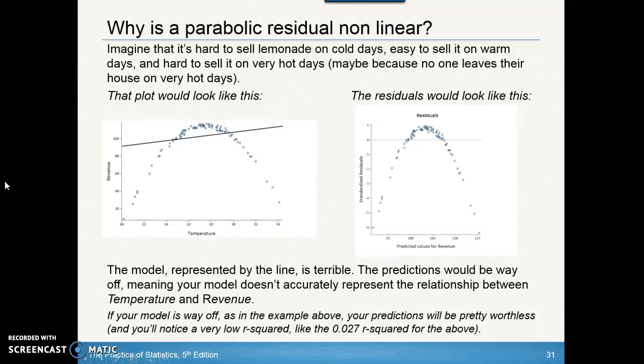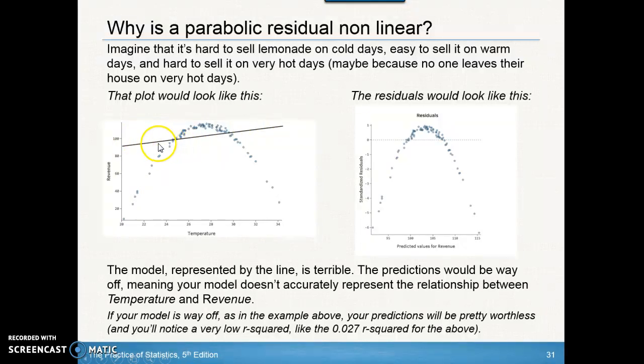Let's just take a minute and look at why, whenever you have a parabola, the residual plot is not going to look linear. So imagine that it's hard to sell lemonade on cold days, easy to sell it on warm days, and hard to sell it on very hot days, probably because no one leaves their house. Let's take a look at this equation. Take a look at your scatter plot as the temperature and the revenue of your lemonade stand, and then take a look at the line of best fit that we're using in order to make predictions about this.